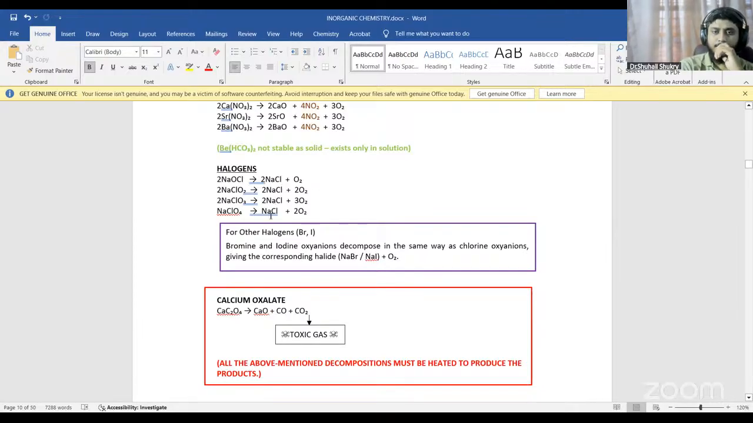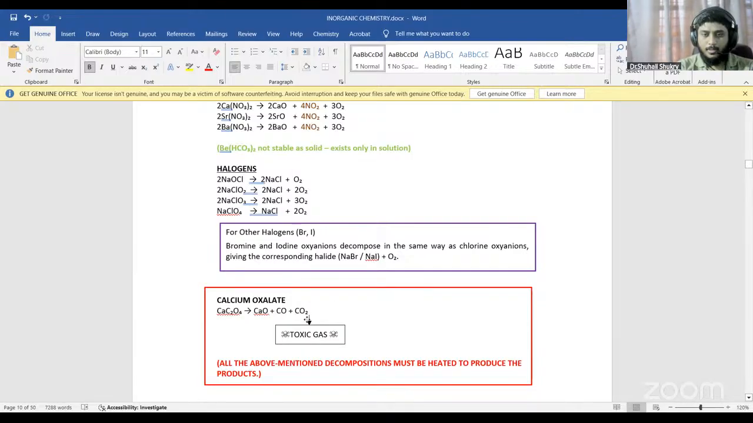So what are halogens? Halogens mean group 7 elements, like fluorine, chlorine, bromine, iodine. Okay.